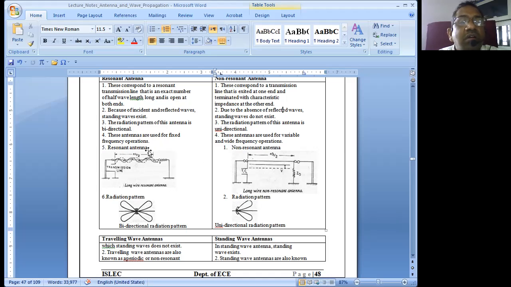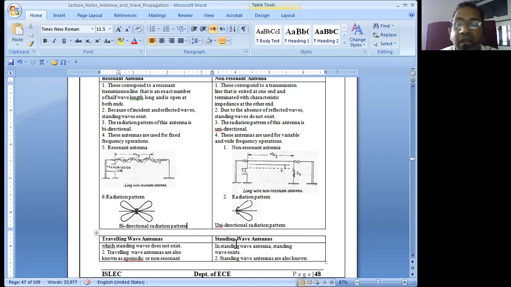These are called resonant antennas because both sides are resonant to each other. Whereas here they are non-resonant, because the impedances at both sides are not the same. Therefore they are non-resonant type antennas. So the resonant antennas show a bidirectional radiation pattern, whereas this one shows a unidirectional radiation pattern. This side radiates, and this side also radiates, so there are two directions here, and here only one direction. So the non-resonant type is unidirectional, and the resonant type is bidirectional.